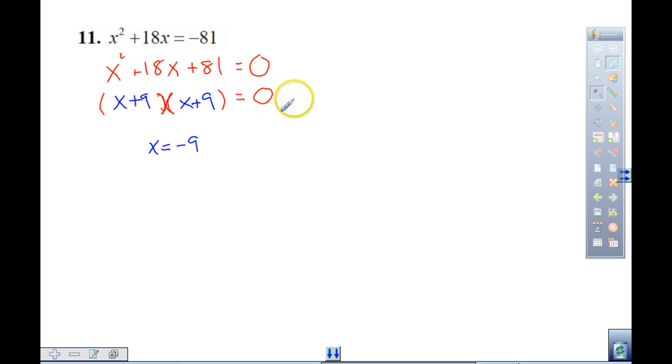Now, what does this look like, just for review's sake, if you graph this? What does this look like? It's a parabola, so opening up, opening down. Which one? Yeah, it opens up, that's positive. So we know it's opening up. The x-intercept is -9. So if there's only one x-intercept, what does that look like?